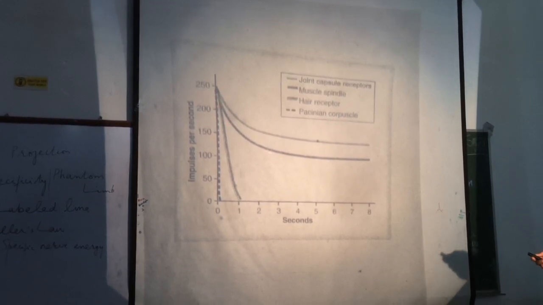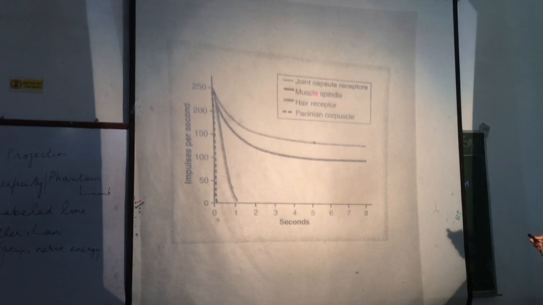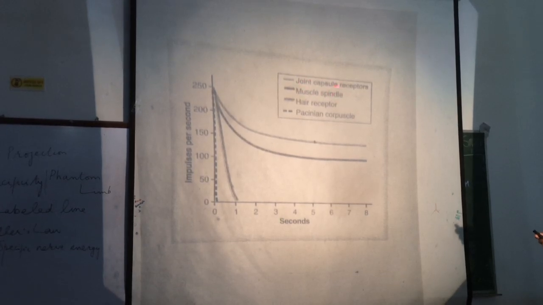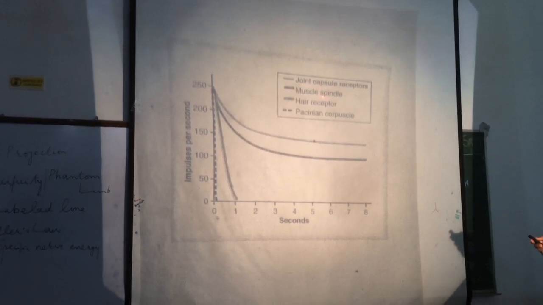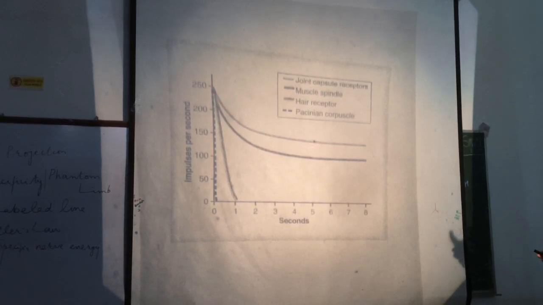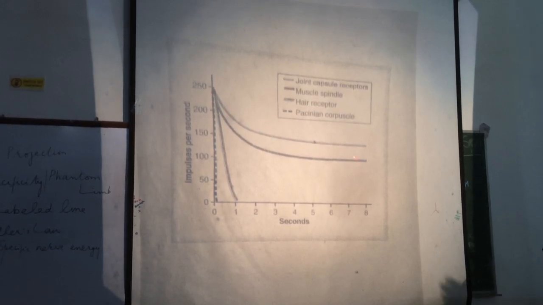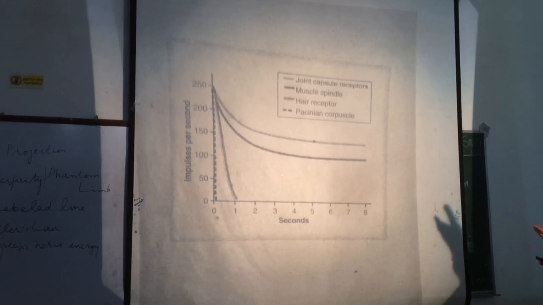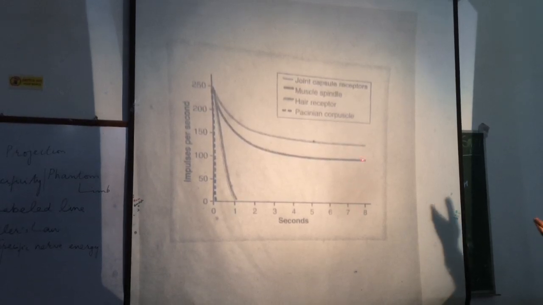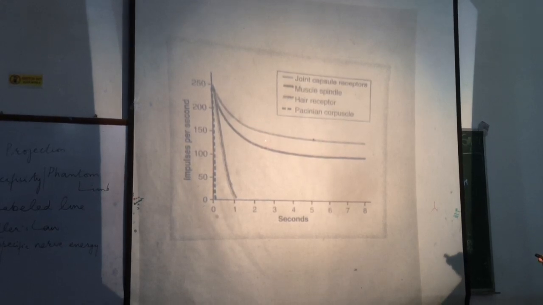What about these receptors? Joint capsule receptors, say Ruffini end organs, and muscle spindles. These undergo slow and incomplete adaptation. You appreciate, these are not adapted fully. Even after 8 seconds, these are not adapted. So these undergo slow and incomplete adaptation.